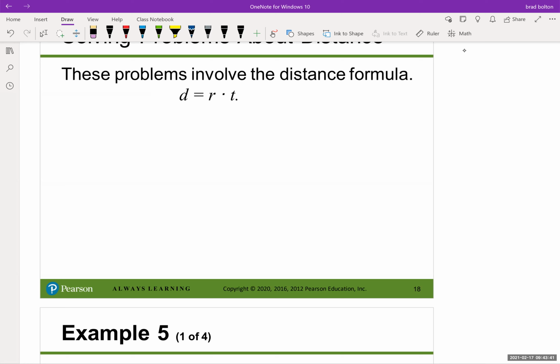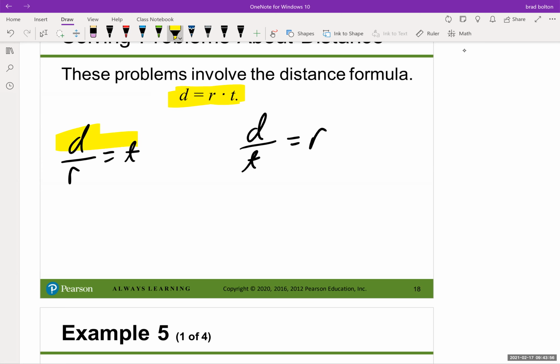Now, the formula can be solved for different variables. If I divide both sides by r, I get distance over rate equals time. If I divide both sides by time, I get distance over time equals rate. So these are other versions of the formula, right? Here's the base formula, but this is also the same formula, and this is also the same formula, just depending on which letter you need to isolate.